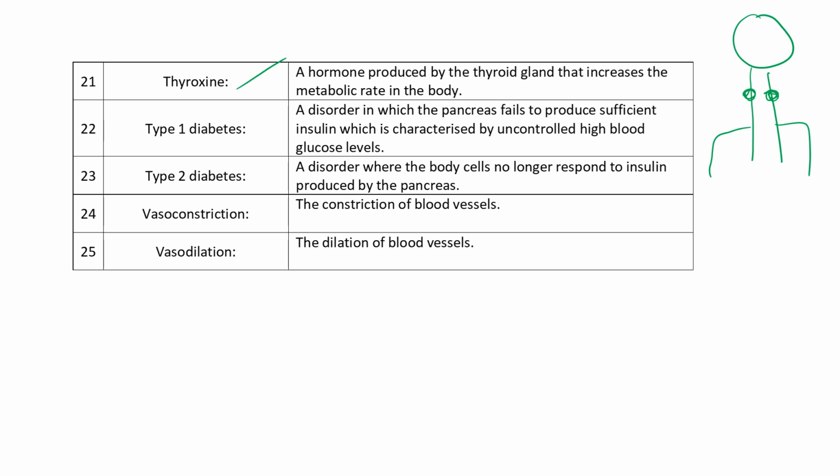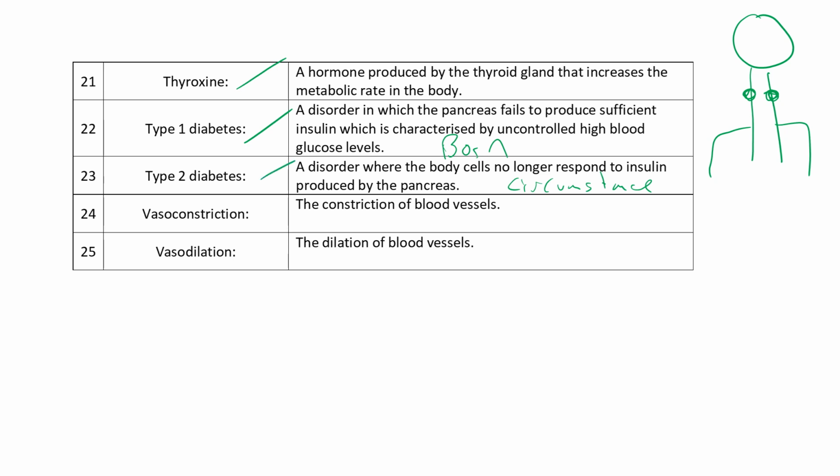A disorder in which the pancreas fails to produce sufficient insulin, which is characterized by uncontrolled high blood glucose levels. Okay, that is the one you were born with: type 1 diabetes. A disorder where the body cells no longer respond to insulin. That is then one that your own circumstances, your life choices, have created: type 2 diabetes.